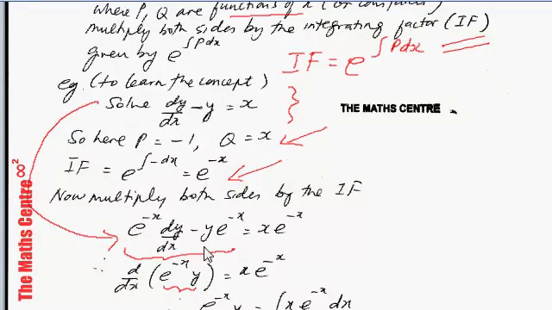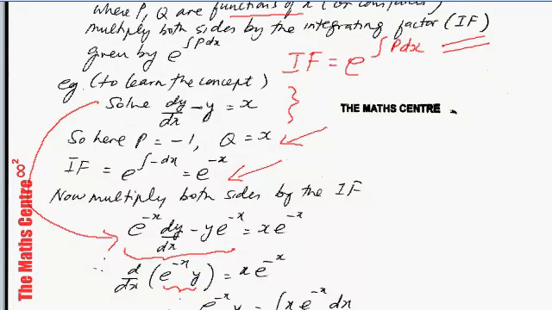I'll repeat. Look at the left hand side. You can get the left hand side when you differentiate e to the power of minus x times y with respect to x. Write down the first term, differentiate y, you will get dy/dx. Write down y, and then differentiate e to the power of minus x, you will get minus e to the power of minus x. So the left hand side is what you get when you differentiate this, so we can write it as d/dx of e to the power of minus x times y, and the right hand side is of course x e to the power of minus x.